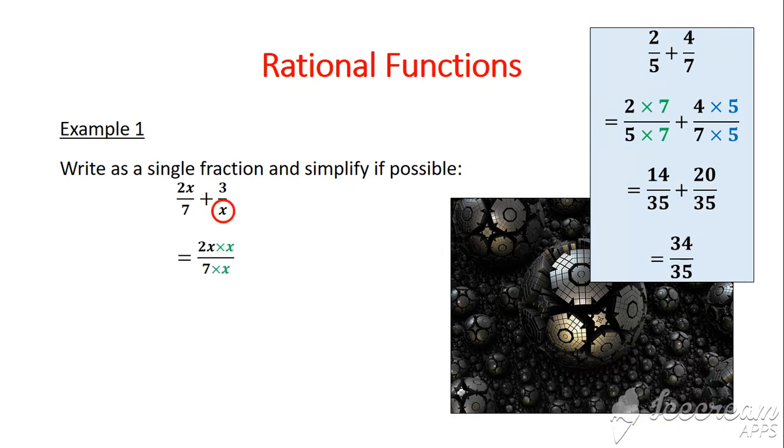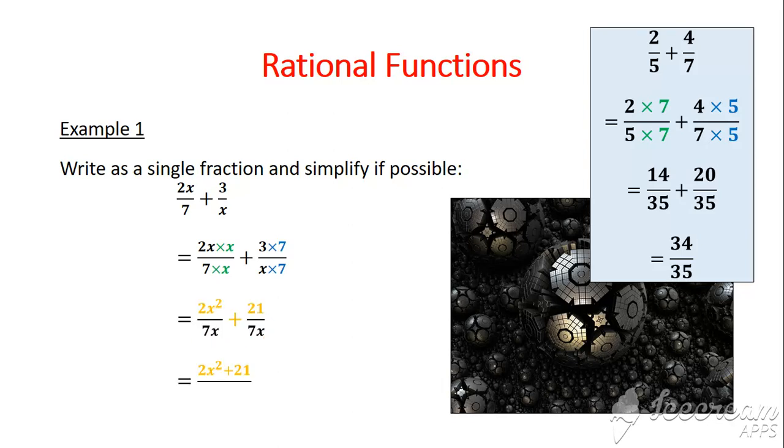We're going to do exactly the same thing, so let's show you how. Take the first fraction of 2x over 7 and times the top and bottom by x. Take the second fraction, 3 over x, and times the top and bottom by 7. Right, when we tidy that up, we get 2x squared on the top of the first fraction over 7x plus 21 over 7x as our second fraction. And the good news is we have a common denominator of 7x. So now we can add them together.